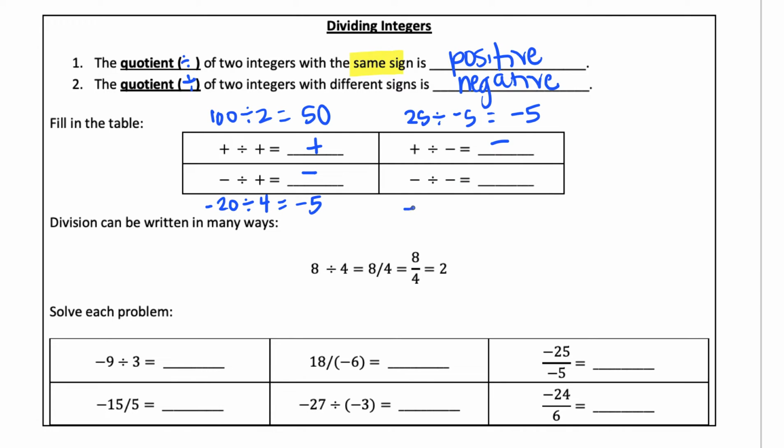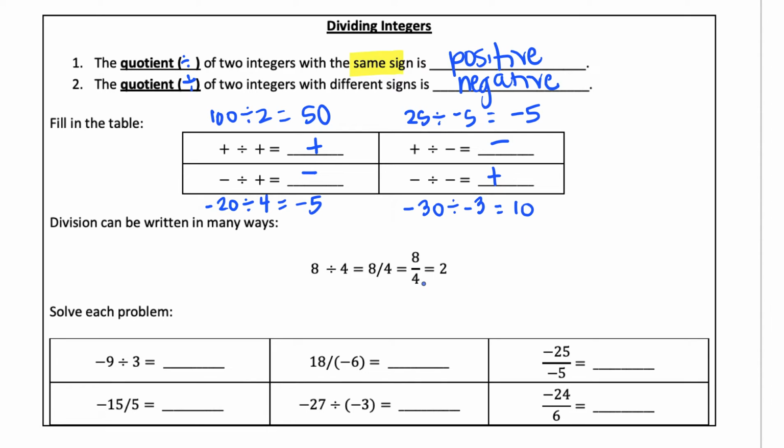In this last one, I have a negative divided by a negative. So that would be something like negative 30 divided by negative 3. Well, a negative divided by a negative, the signs are the same, so the answer should be positive. And I know that 30 divided by 3 is 10, so I'll get an answer of positive 10.